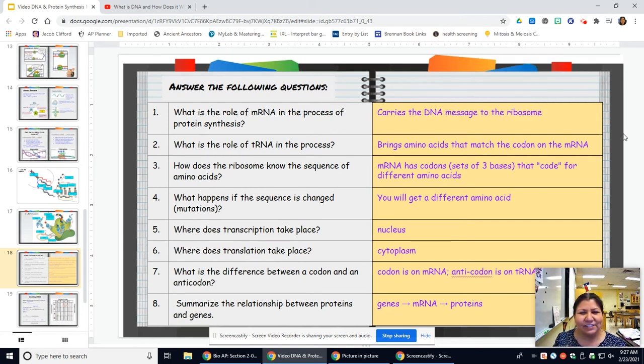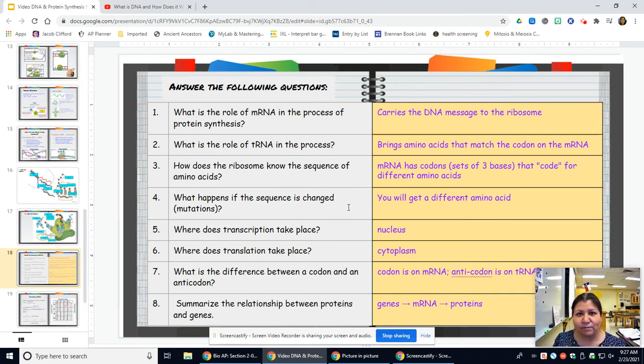How'd you do? I went ahead and answered these questions. What is the role of mRNA in the process of protein synthesis? We know it carries the DNA message to the ribosome. What is the role of tRNA in this process? It brings amino acids that match the codon on the mRNA. How does the ribosome know the sequence of amino acids? The mRNA has codons, which are sets of 3 bases that code for different amino acids. We're going to look at how to do that here in a second.